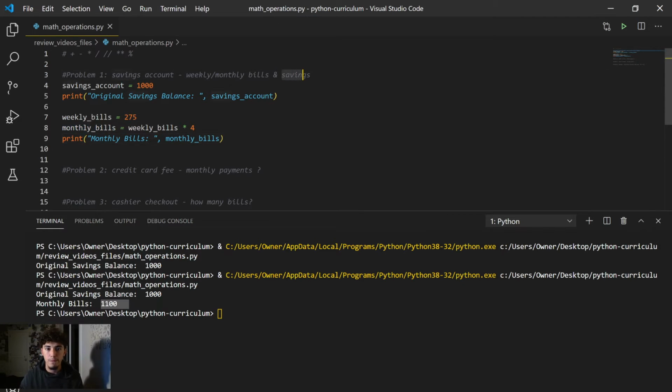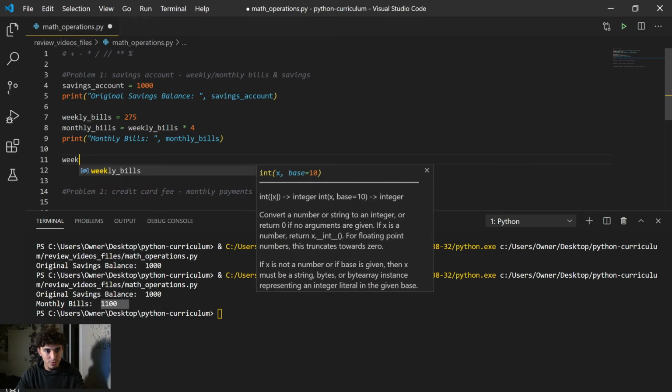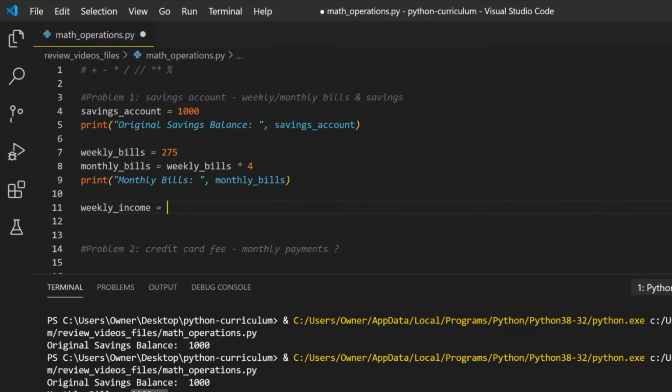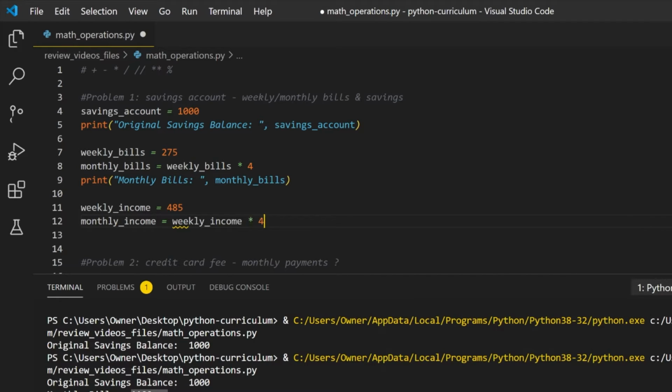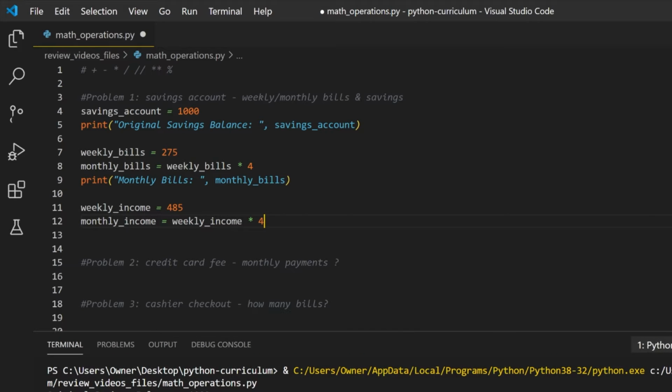We also want to, every month, save whatever we need from income. So we will create a weekly income variable, and let's say we make $485 a week. Just like monthly bills, we're going to do the same thing for monthly income, and we're just going to set that equal to our weekly income, and then multiply that times 4. Let me move this down a little bit. Okay, cool. So we have a weekly income. Our monthly income is going to be whatever this number is times 4.